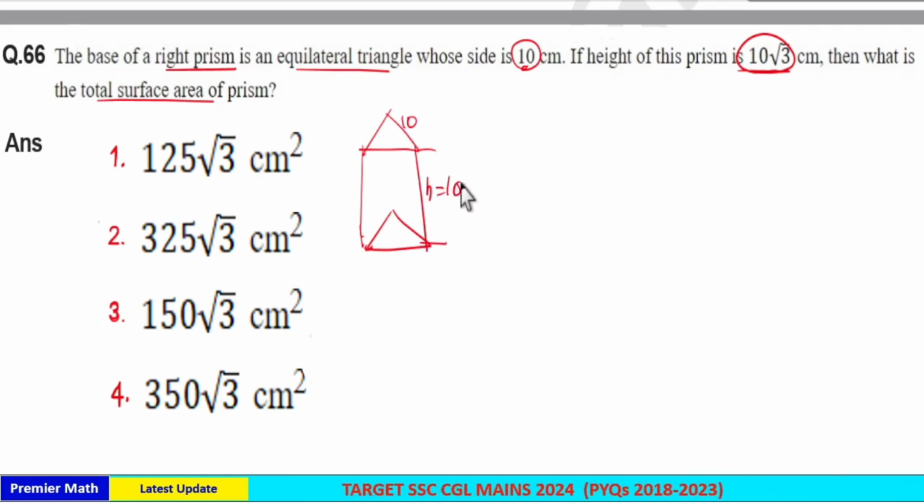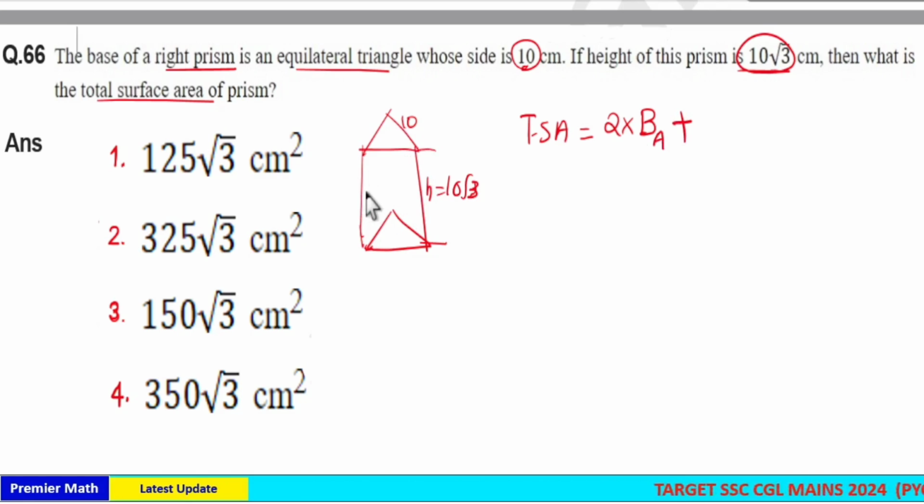Height is equal to 10 root 3. Here, the total surface area of this prism is equal to the area of these two triangles, so 2 into base area. Base area is the triangular area, plus we need the lateral surface area, which is equal to the perimeter of the base multiplied by the height. So this is the total surface area of the prism.